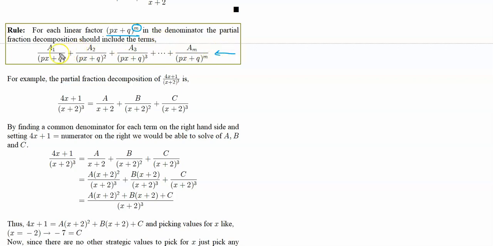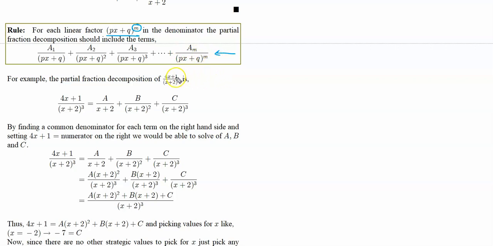So it should include the terms a sub 1 over (px + q) plus the next constant a sub 2 divided by (px + q) squared plus the next constant a3 over (px + q) cubed, and you do that all the way up until you get to a sub m, that's the mth constant, divided by (px + q) to the mth power.